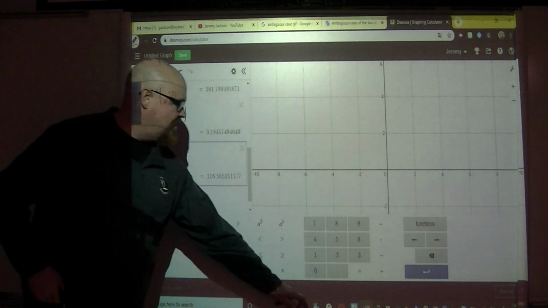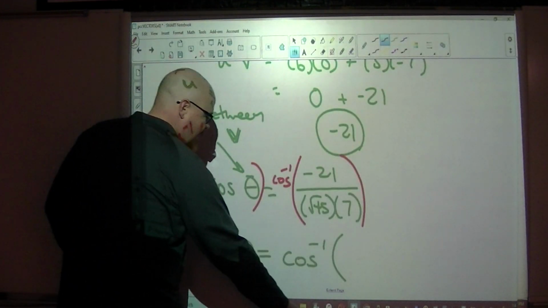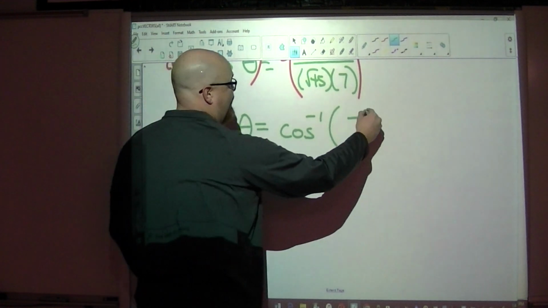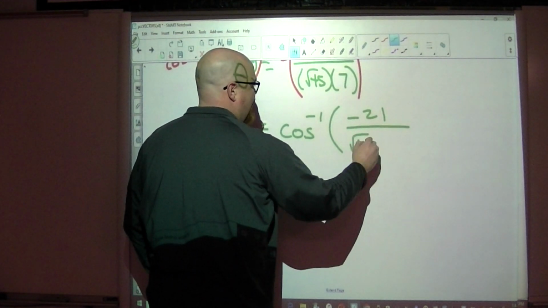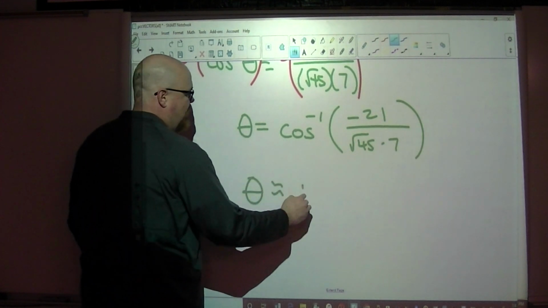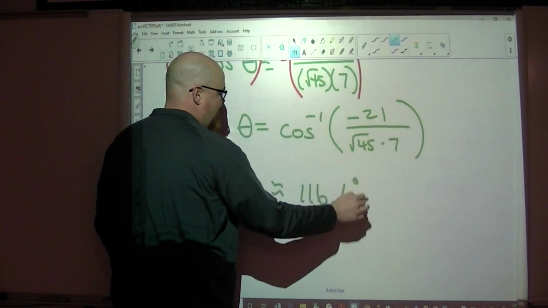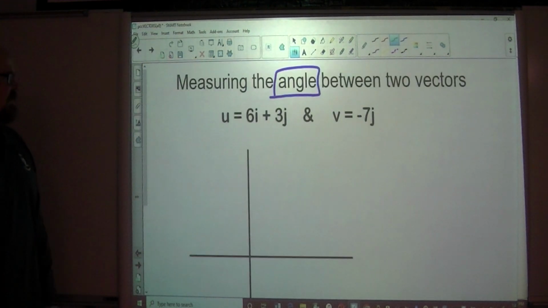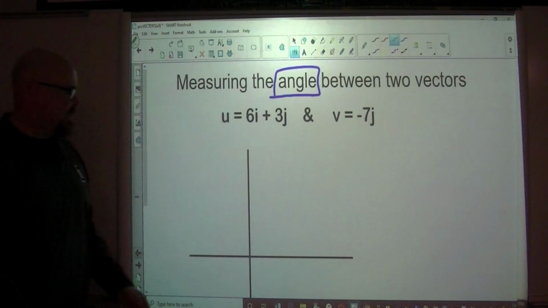116.6 for this, whatever this mess ends up being. So theta was approximately 116.6 degrees. This is what you should have gotten for this problem. Check it, make sure we're good.